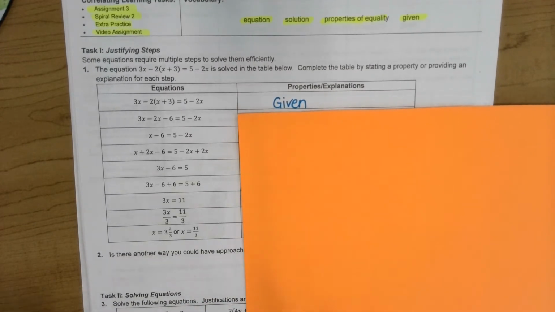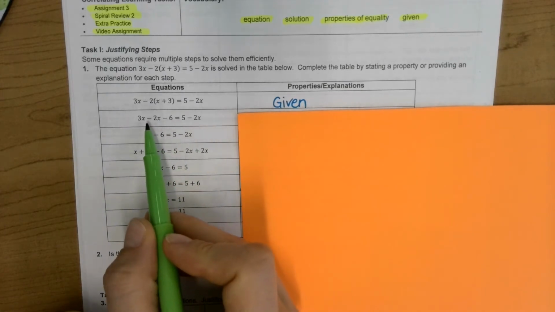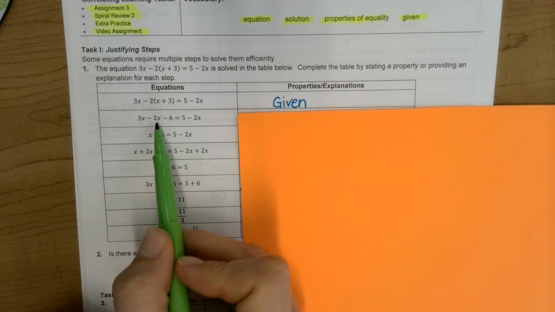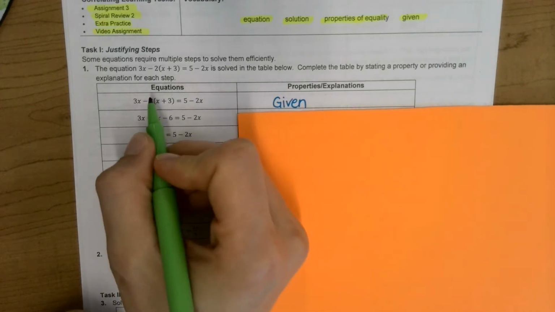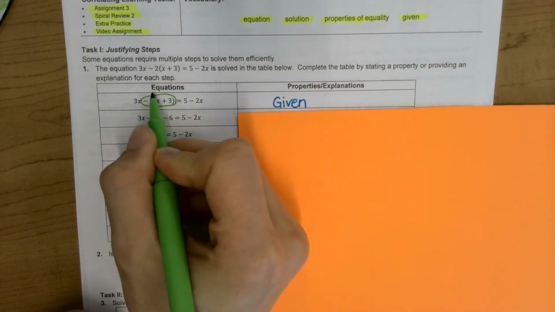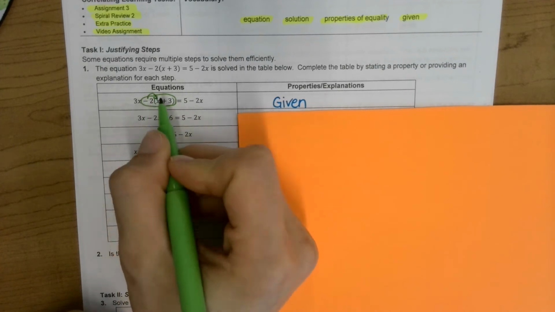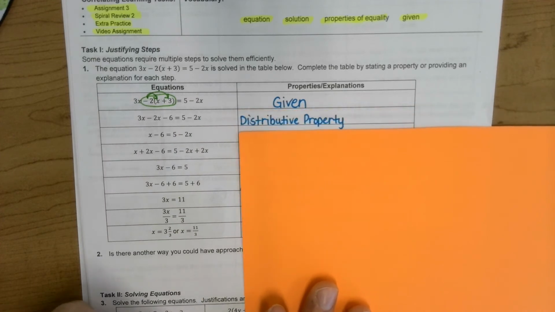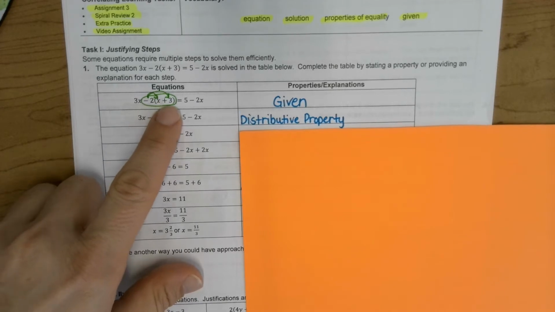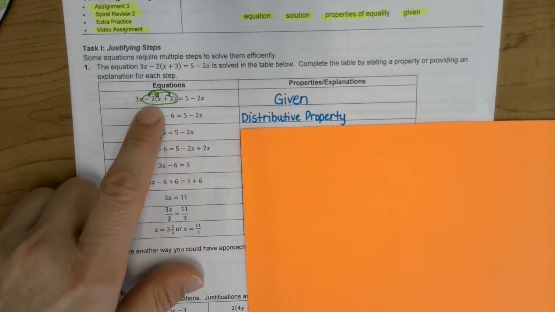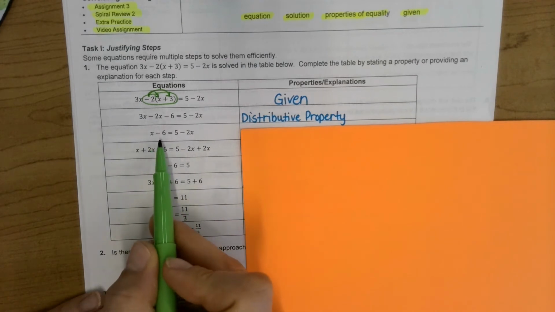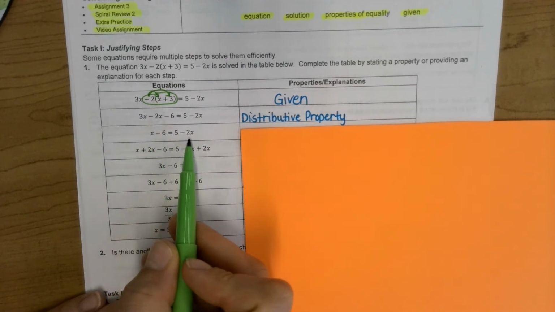Then I want to see how they changed it in this second step. I noticed that they got rid of those parentheses and now it says minus 2x minus 6. So what do we call that when you're multiplying negative 2 times x and negative 2 times 3? It's the distributive property. So for that, remember that you multiply everything inside the parentheses by the number outside, which would be negative 2.